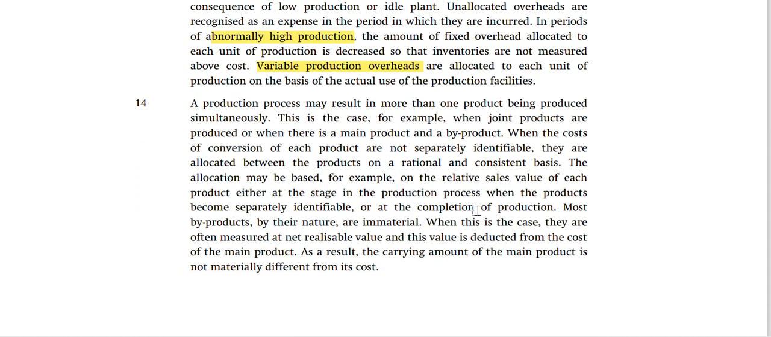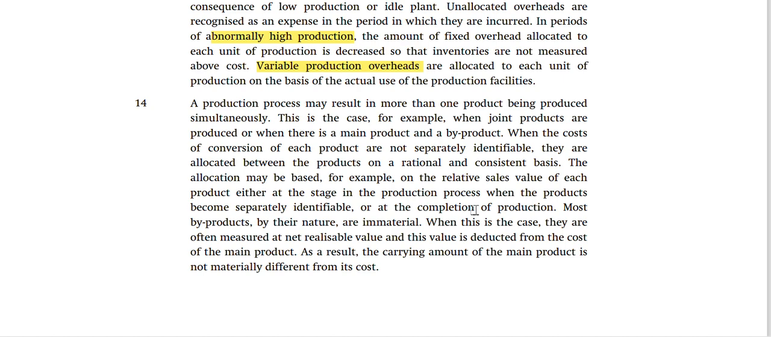Now we're going to be looking at 14. A production process may result in more than one product being produced simultaneously. This is the case, for example, when joint products are produced, or when there is a main product and a byproduct. When the costs of conversion of each product are not separately identifiable, they are allocated between the products on a rational and consistent basis.